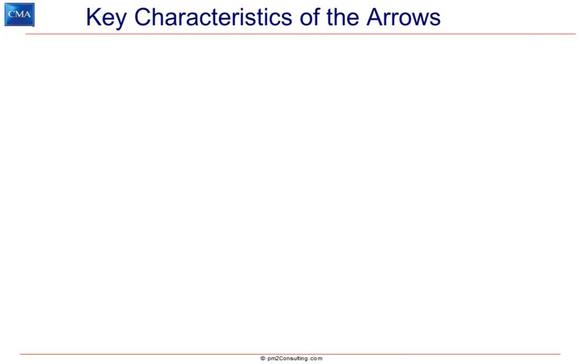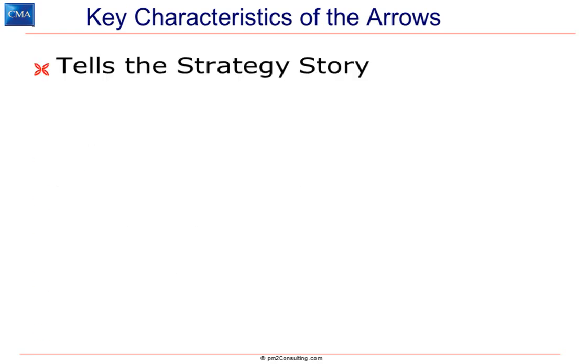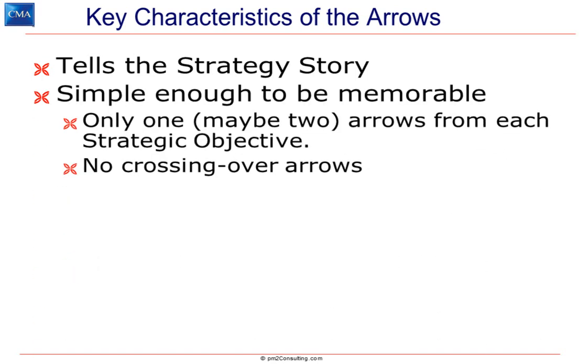So let's talk about the key characteristics of these arrows. First, it has to tell the overall strategy story. By the time those arrows are connected, it should form a cohesive story about our strategic intent and how we're going to get there. Secondly, they need to be simple enough that it's memorable. So try to stick to one, maybe two arrows for each strategic objective. I do know that everything really connects with everything else. After all, it is a strategy. But we're trying to find the most important, largest relationships possible.